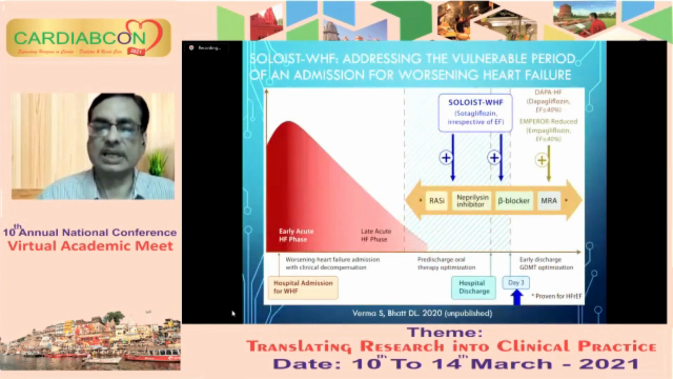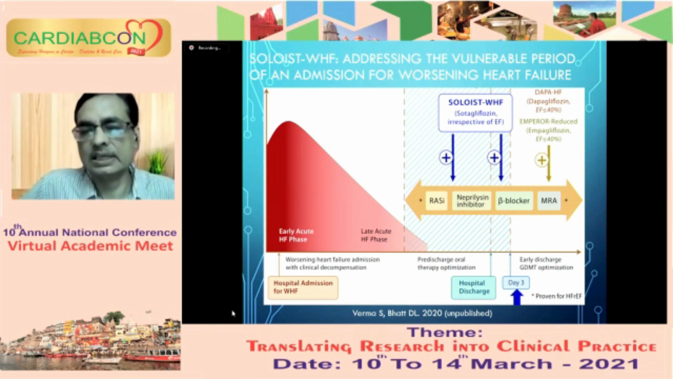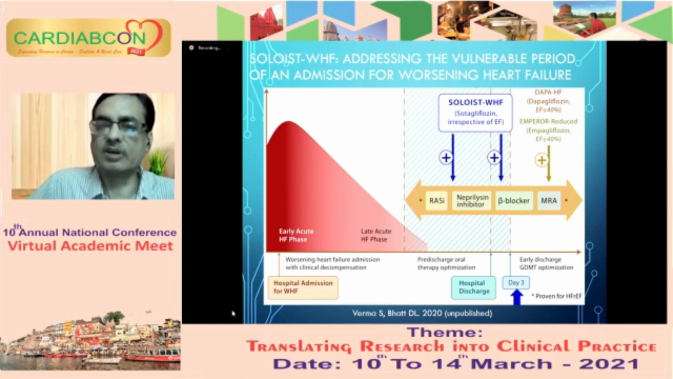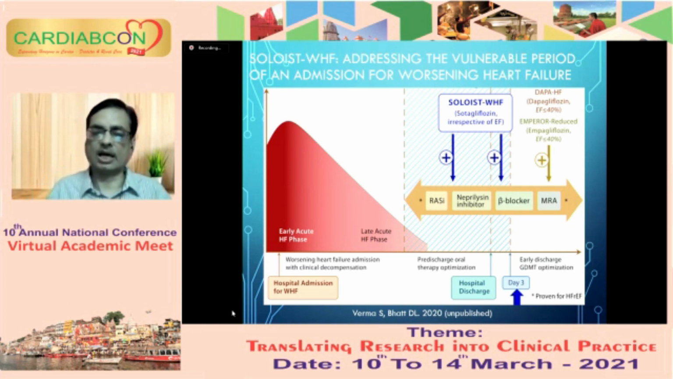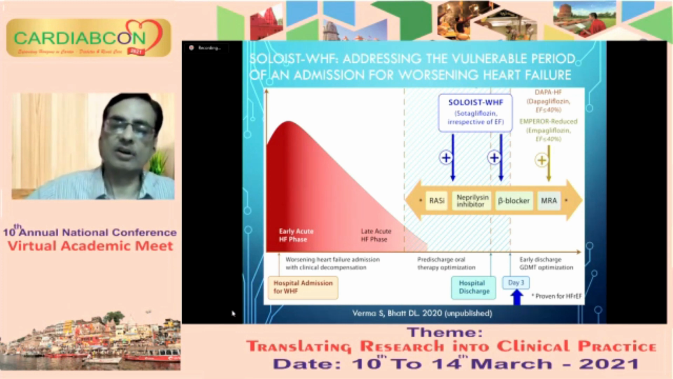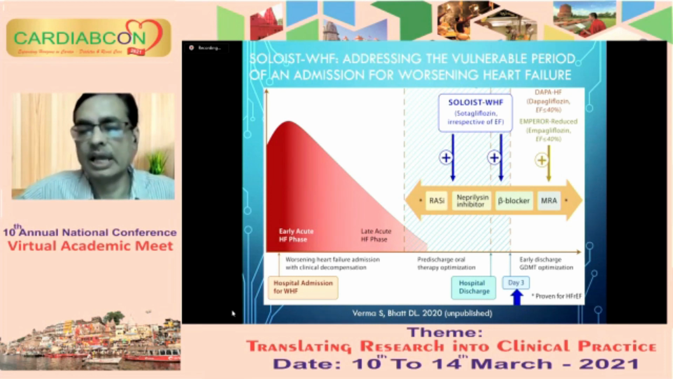And this is what you see basically. Till now, we were banking on those usual molecules for heart failure. And what happened with this particular trial is that it addressed the vulnerable period of an admission for worsening heart failure. So they actually upscaled this trial and thereafter gave this molecule either at the hospital discharge when the patient has stabilized and has been put on oral therapy, or even during the stay in hospital, or up to 3 days of hospital discharge. So basically, this molecule was introduced as part and parcel of management of acute heart failure.